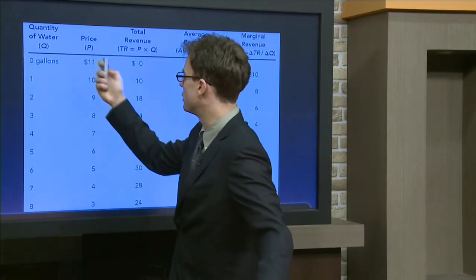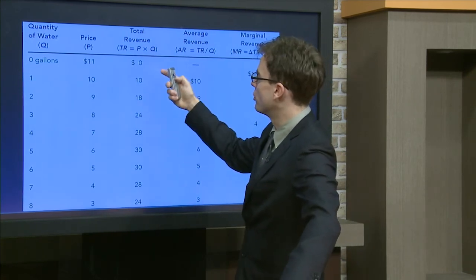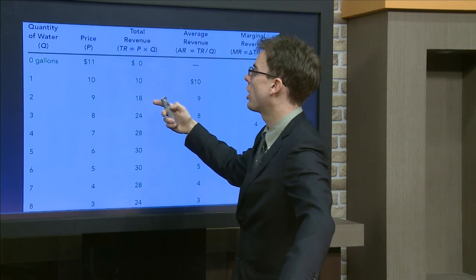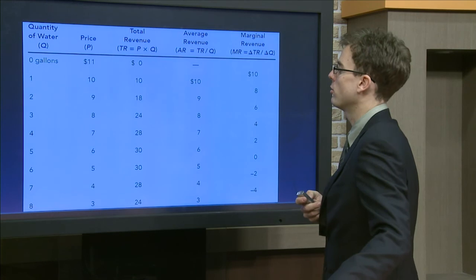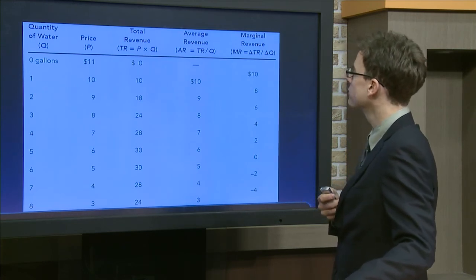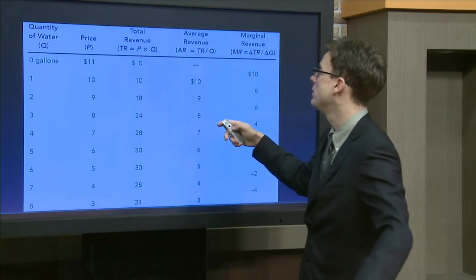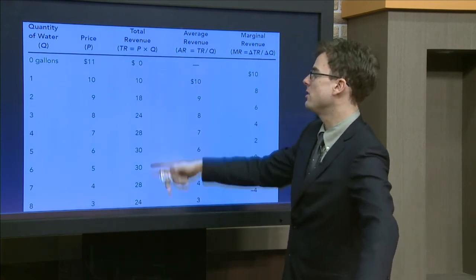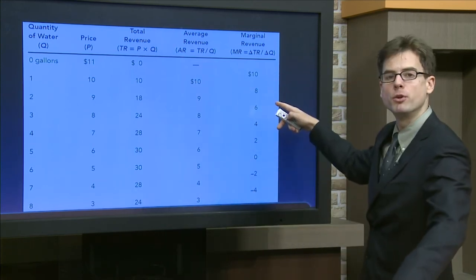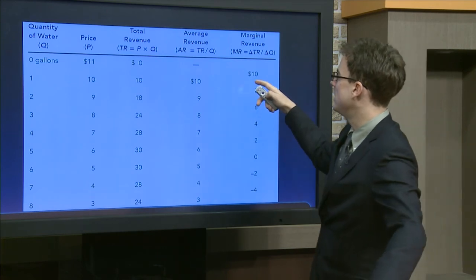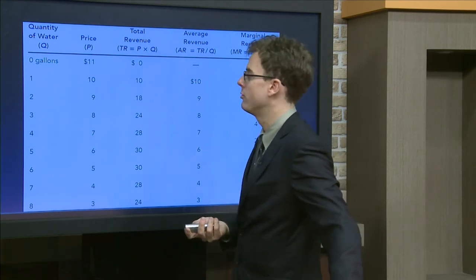Using this demand schedule, we can calculate how much revenue the monopolist could collect from charging a particular price and supplying a particular amount of water in the marketplace. And using this total revenue, we can calculate average revenue simply by dividing this total revenue by output, and marginal revenue as the additional revenue from producing one more unit of output.